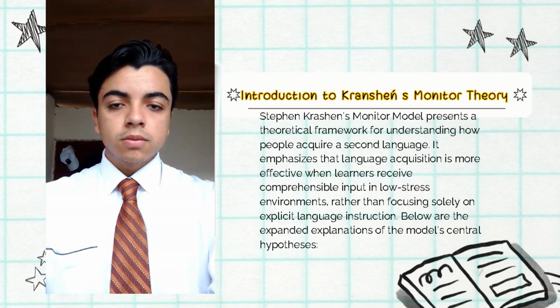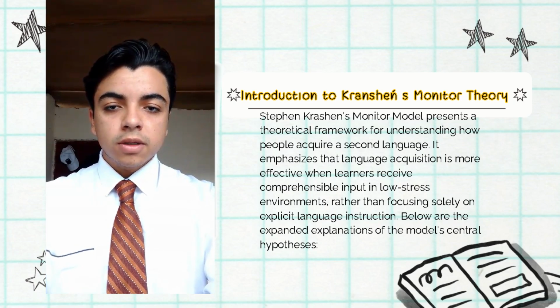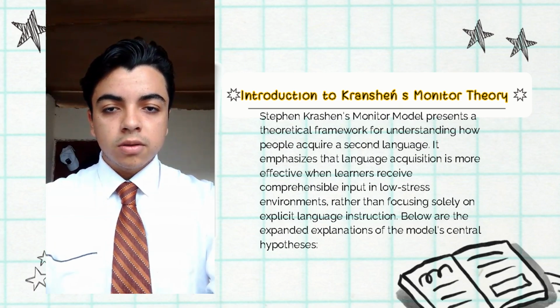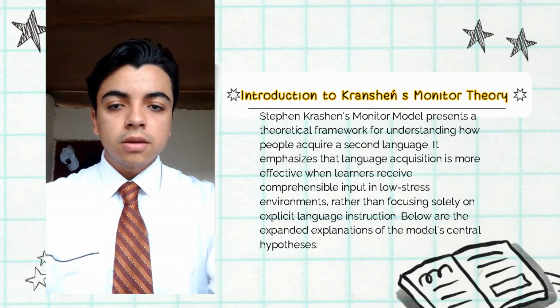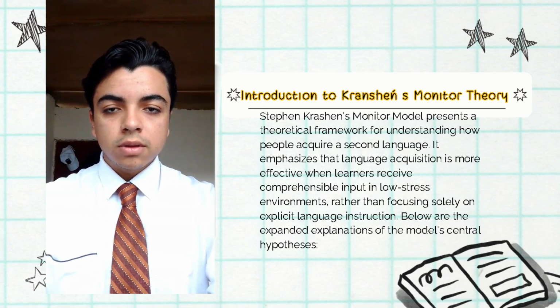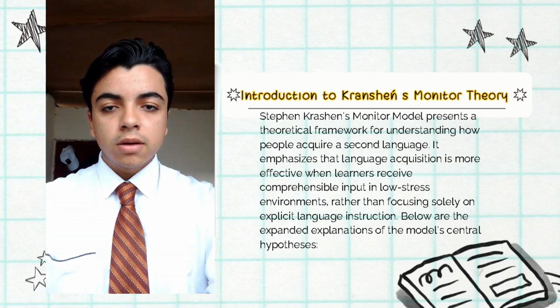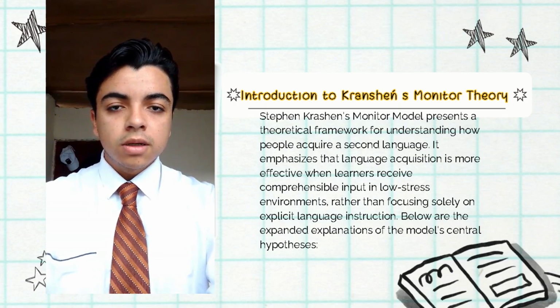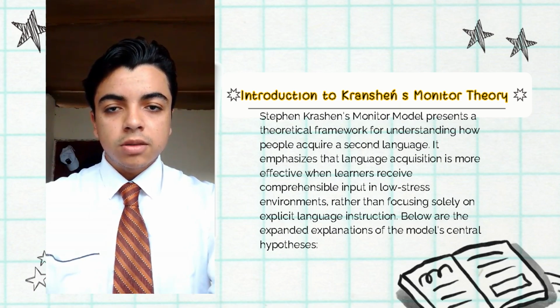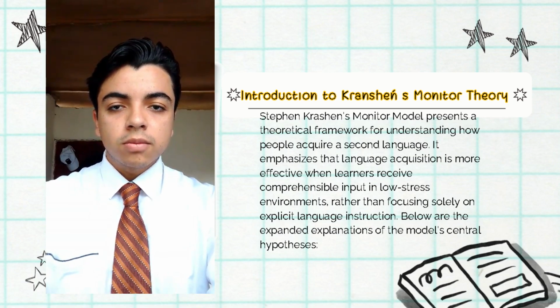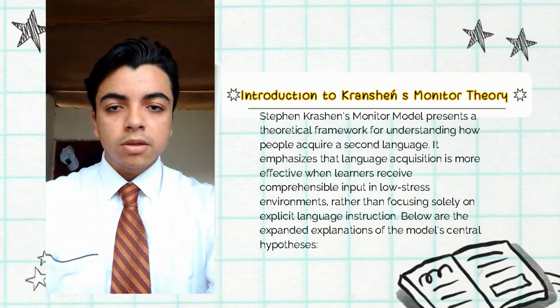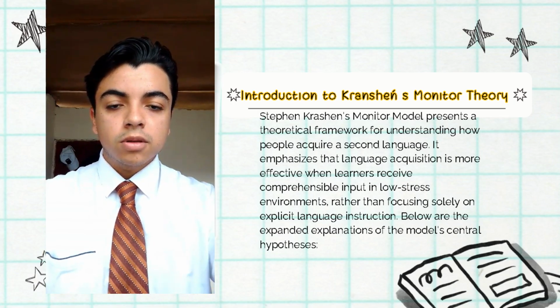Introduction to Krashen's monitor theory. Stephen Krashen's monitor model presents a theoretical framework for understanding how people acquire a second language. It emphasizes that language acquisition is more effective when learners receive comprehensible input in low-stress environments rather than focusing solely on explicit language instruction. Below is the expanded explanation of the model's central hypotheses.